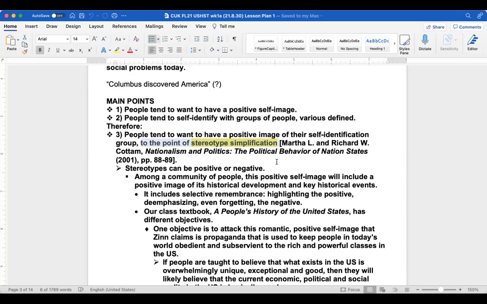Stereotypes can be positive, and stereotypes can be negative in terms of the emotions that they generate. So if I feel proud about America, I'm going to stereotype those people that insult America, and stereotype them as lazy, as decadent, as sad and pathetic.